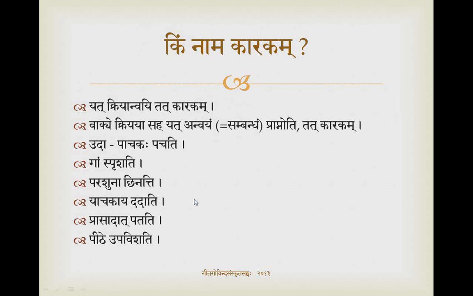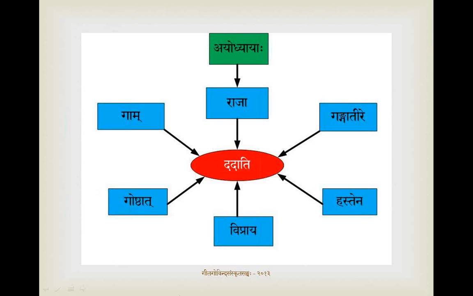You can see again, this is how they put it. There is one sentence: ayodhyayah raja gangatire hastena vipraya goshthat gam dadati. This is a vakya. Raja dadati, the king gives. Gam dadati, he gives a cow. Goshthat gam dadati, he gives from his shed. Vipraya dadati, he gives to the Brahmin. Hastena dadati, by his hand. Gangatire, on the banks of the Ganga. All these words in blue are directly associated with the kriya in some way, and therefore they are all karakas.